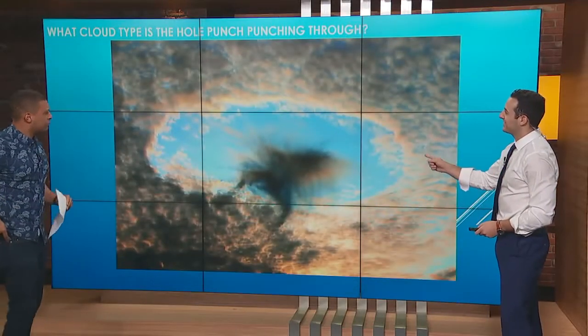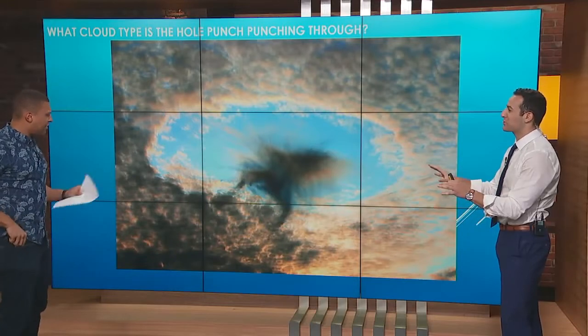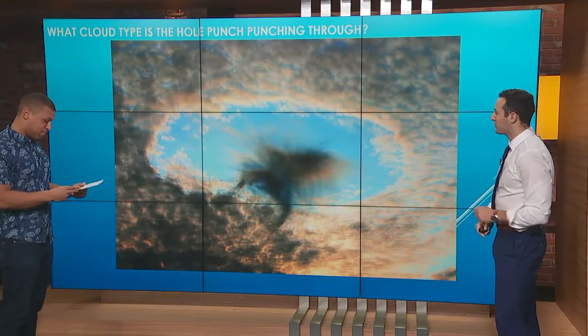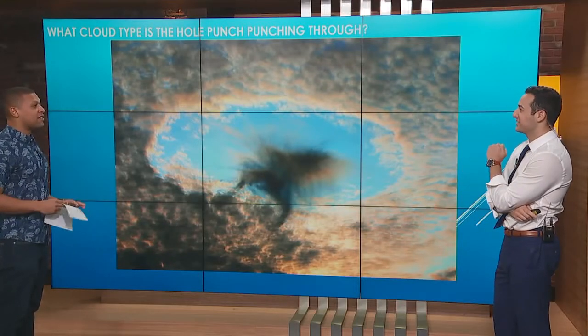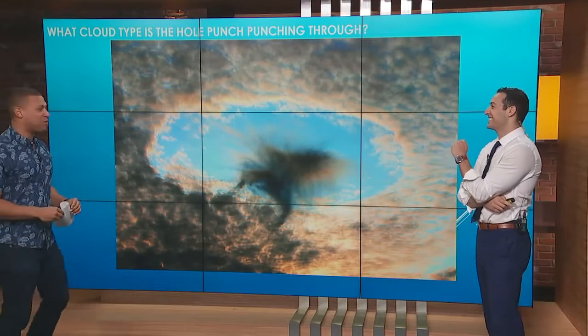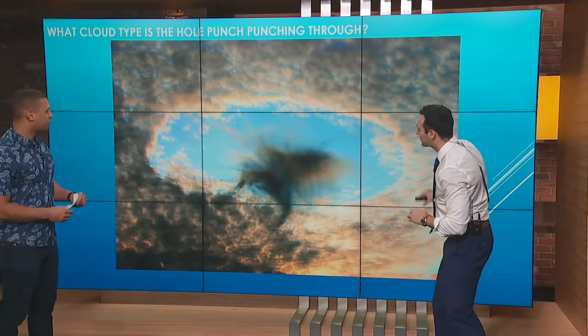First question. So you know what cloud this is, right? We just talked about the hole punch, right? Yeah. So what cloud type is the hole punch punching through? What do we got here? This goes back to clouds part 1. So tell me what you're seeing here. We can talk this through.